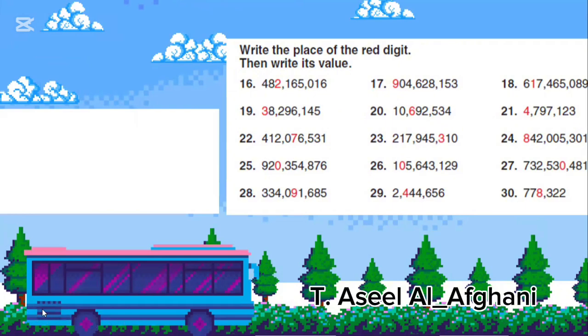And now guys, we're gonna write the place of the red digit, then write its value. So place, remember, place means the position. Is it ones, tens, hundreds, ones thousands, tens thousands, hundred thousands, ones millions, tens millions, or hundreds millions. And the value is the word, with respect to the place. So number 16, asking about digit 2. Let's read it first. 482 million, 165,016. Great.